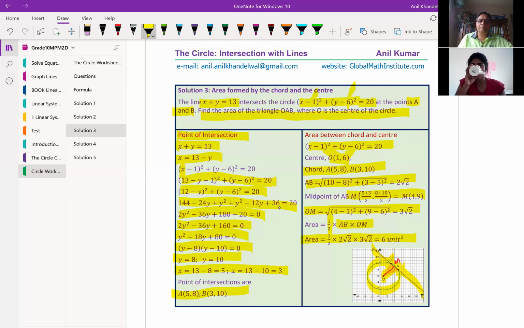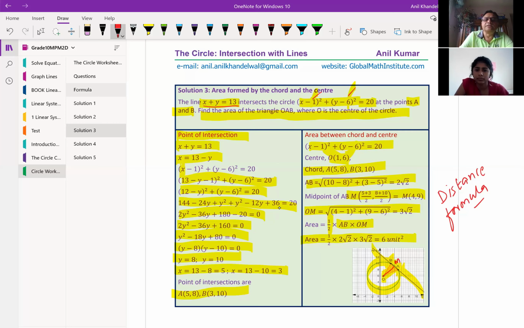Perfect. One thing you could do is use a distance formula also. I'll just write it here on the side, but it is not really required for this particular case. You do have this particular line and you have the center, so you could use the distance formula.